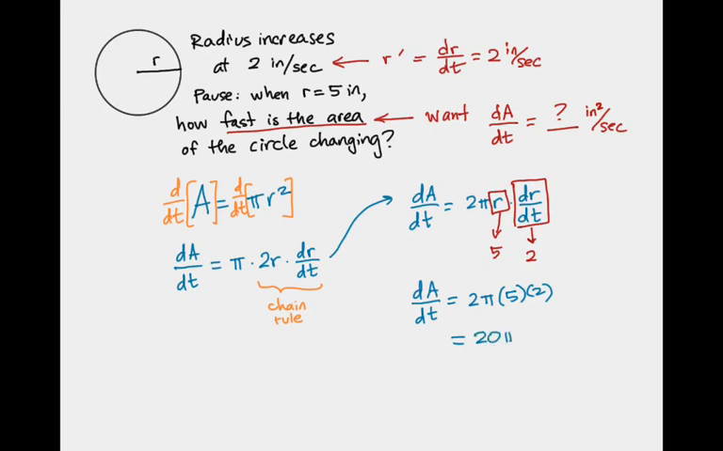Then you've got that pi hanging on there, and that's just a number. You could plug that into your calculator; it's going to be 60-something, since pi is a bit more than 3. But we can just leave it that way, 20 pi. And that's how fast the area is changing. I'm going to put units on there: inches squared per second. And that was our first related rates problem.